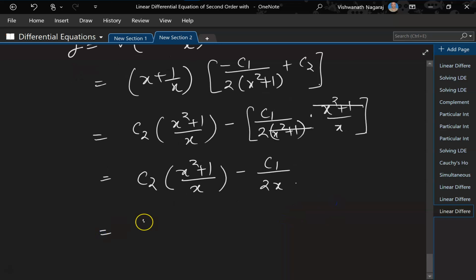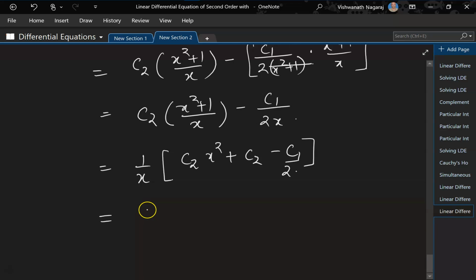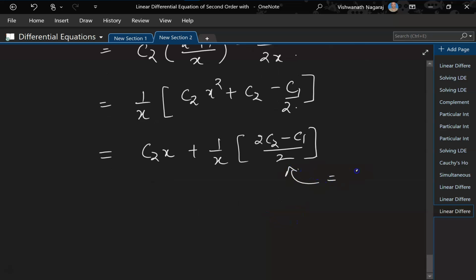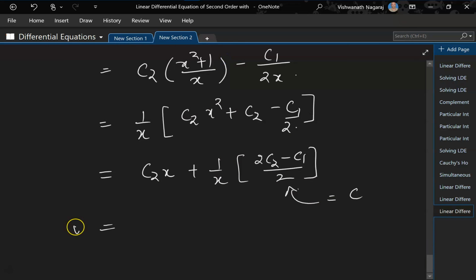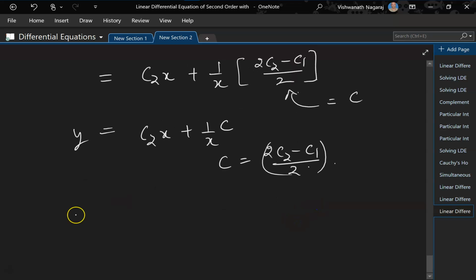x is common to both, so let's take 1 by x out. So c2 x square plus c2 minus c1 by 2. So let's split it up: c2 x square plus 1 by x, times 2c2 minus c1 by 2. Now let this be equal to C. So our solution becomes y is equal to C times x square plus 1 by x. Here remember, C is equal to 2c2 minus c1 by 2. That is the solution.